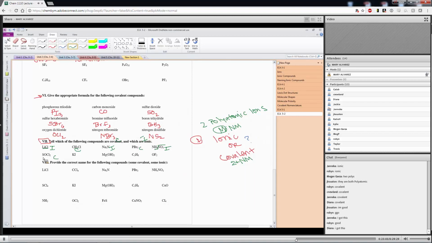All right, so now we're going to take this and apply it to part 8. We're going to name this stuff. But before we name it, we have to know if it's ionic, because that takes different naming rules, or if it's covalent, because that takes the naming rules that we just covered. Okay? So LiCl, we already said that was ionic. So according to the ionic naming rules, how should I name this molecule?